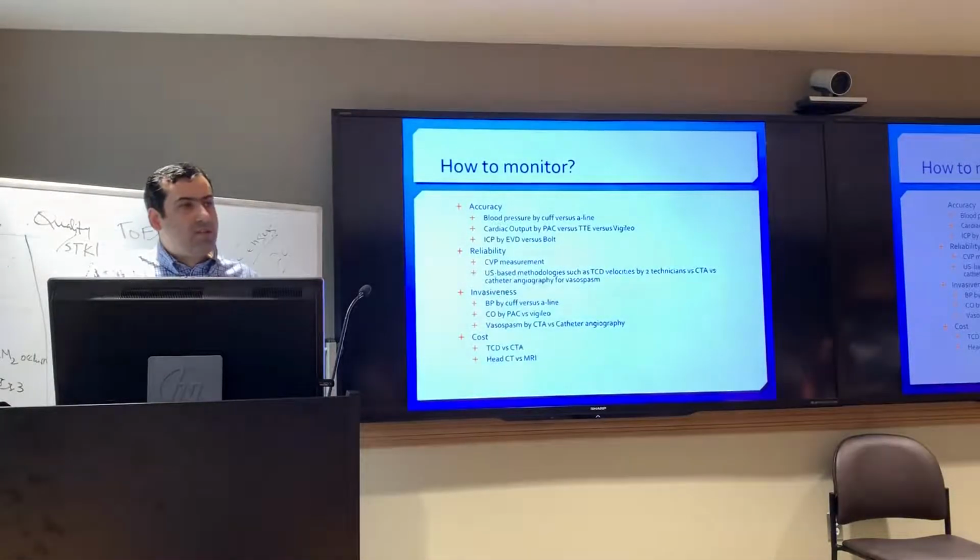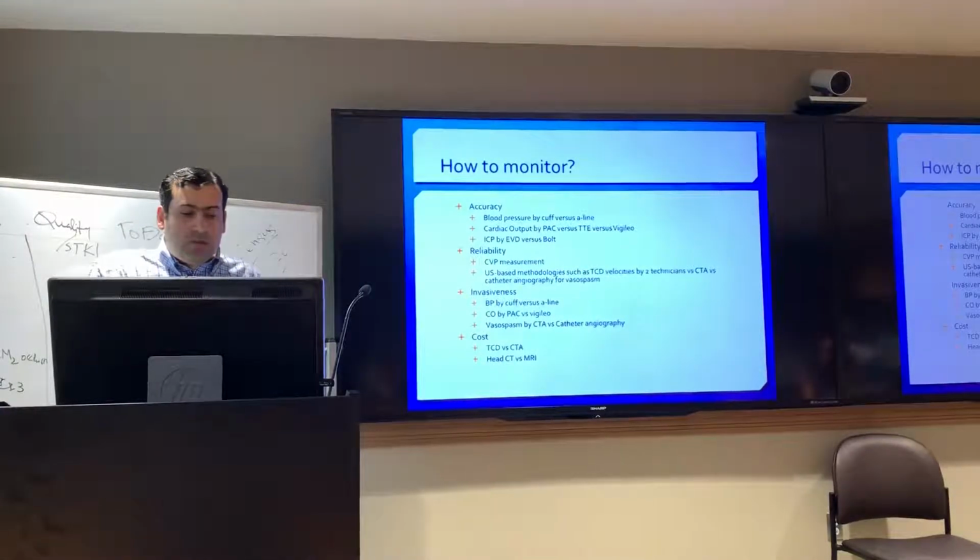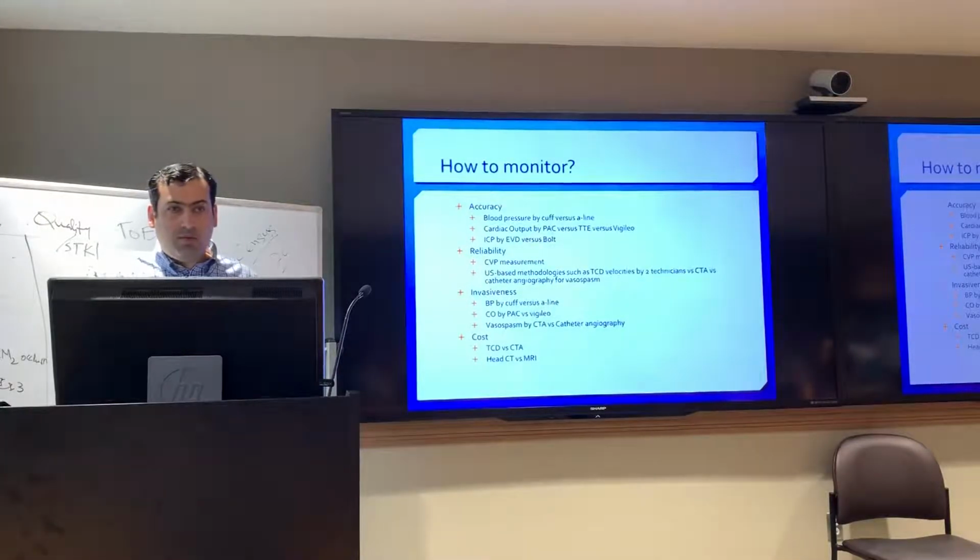And then the next factor is invasiveness. Of course, we prefer to use something less invasive, and we try to remove invasive devices. So many times, for example, on the floor, we check blood pressure by cuff versus A-line. So we sacrifice accuracy and reliability over time for invasiveness.